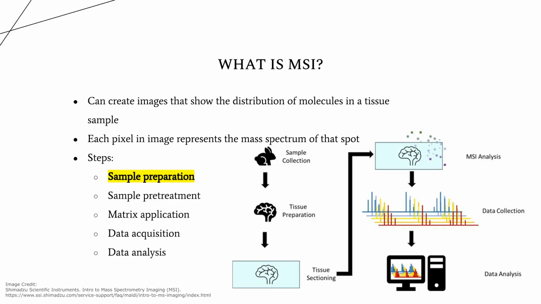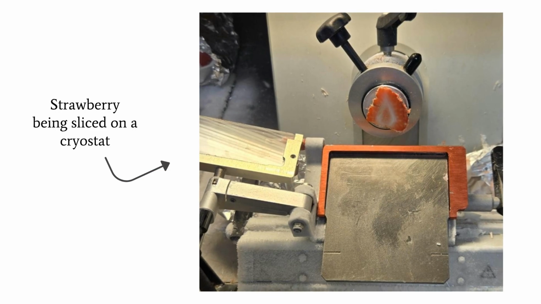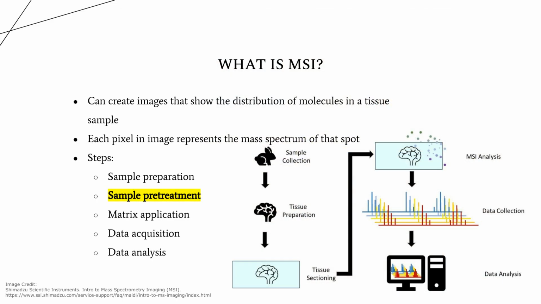The first step is to prepare the sample by slicing frozen tissue using a machine called a cryostat, and then mounting the sample onto a glass slide. Depending on what we're looking for and what kind of sample we're using, we might have to treat the tissue by doing things like washing or adding an enzyme to help release certain molecules.